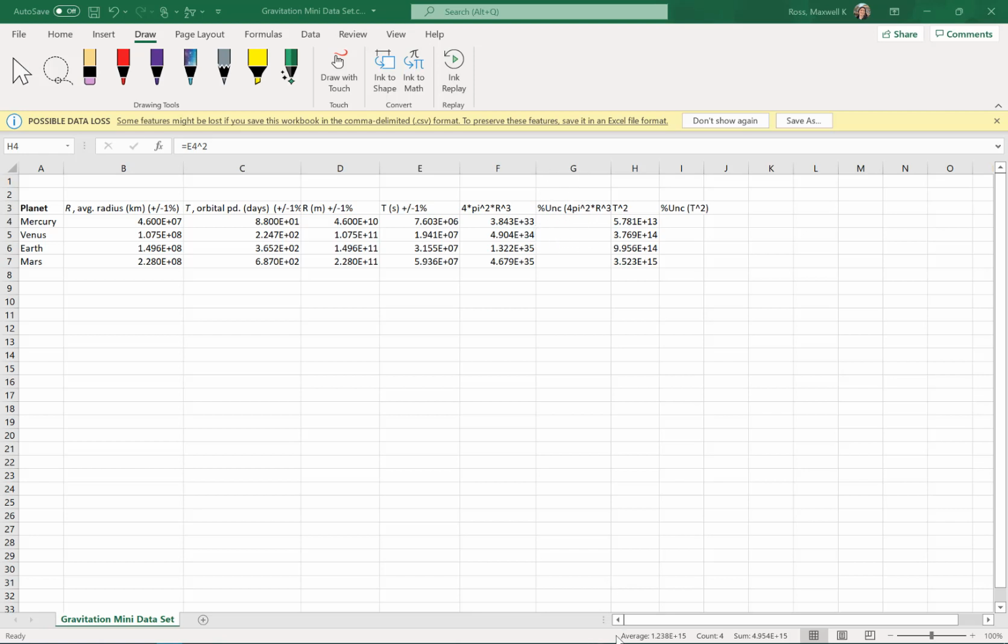Now, it doesn't really matter if we use percent uncertainty or absolute uncertainty. It really only matters for our final results. And it looks like we're given that our radius values and our orbital period values are within 1% certainty, so plus or minus 1% uncertainty. When we converted to different units, the percent uncertainty stayed the same. We just scaled it up. So we just need to write a formula for how to calculate the uncertainties for these quantities, 4 pi squared r cubed and t squared.